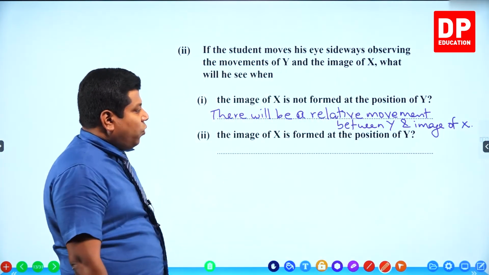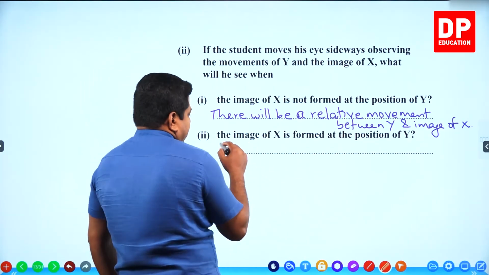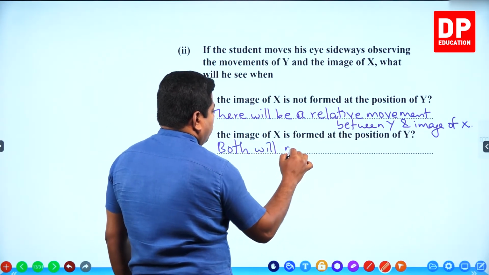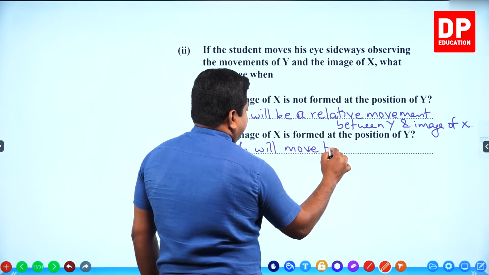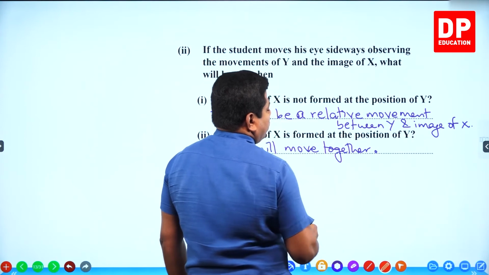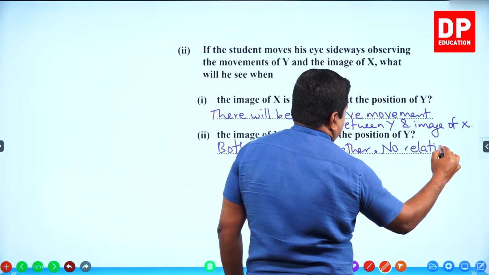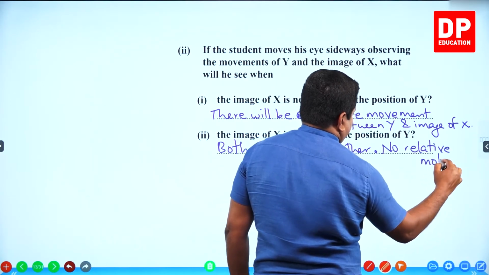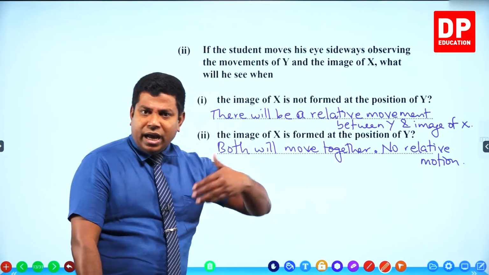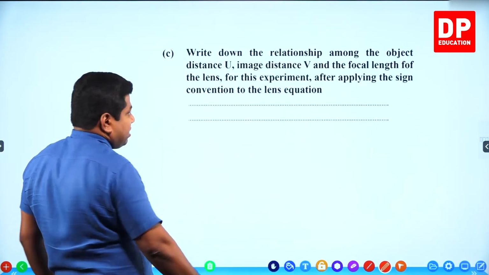The image of X is formed at the position of Y. When they are at the same location, same position, what will happen? Both will move together. No relative motion. These are the exact terms we studied. These are the exact terms I have shown you in the experiment. You have no complication answering questions like this.